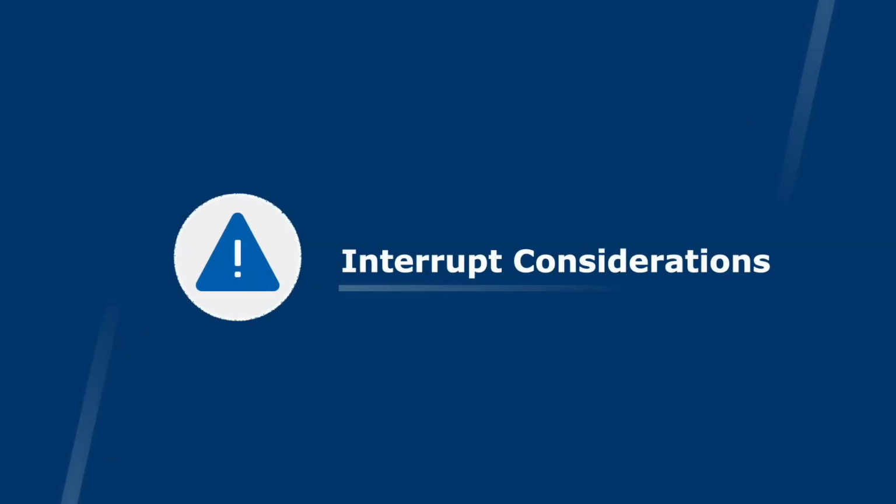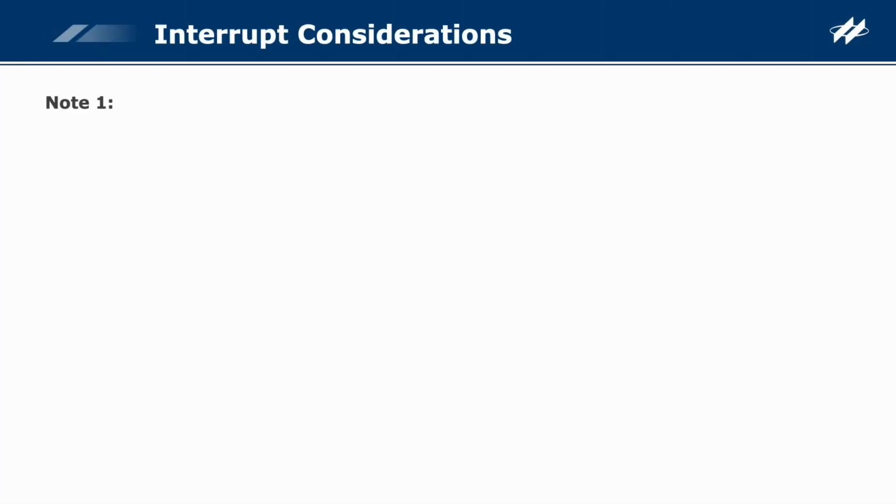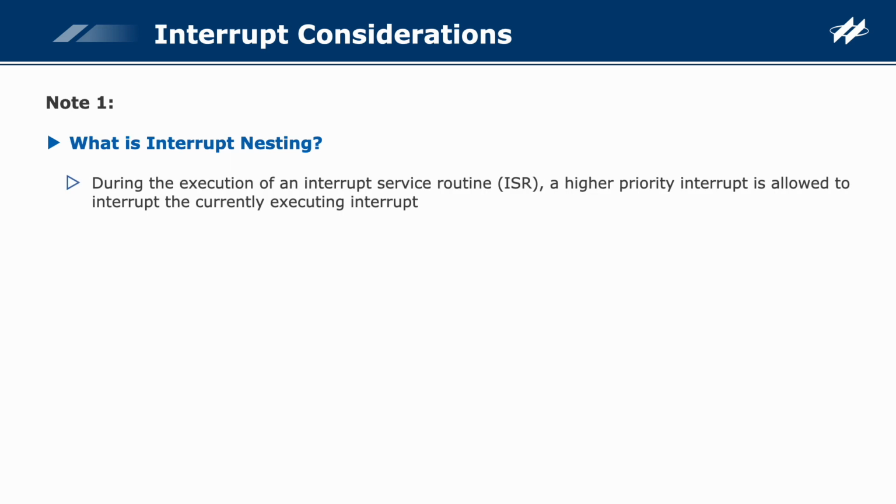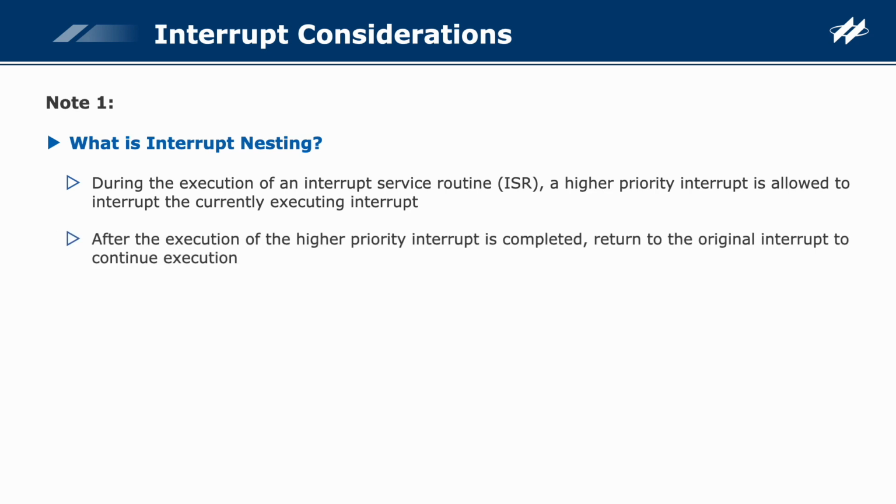Interrupt considerations. Let's first understand, what is interrupt nesting? Interrupt nesting means that during the execution of an interrupt service routine, a higher priority interrupt is allowed to interrupt the currently executing interrupt. After the execution of the higher priority interrupt is completed, return to the original interrupt to continue execution.